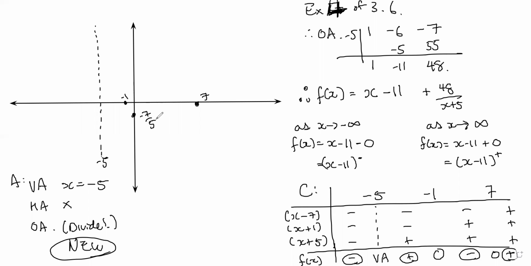And lastly, my end behavior has a positive slope of 1, beginning at a y-intercept of -11. So somewhere down here, but for the sake of, I need more space. Darn it.